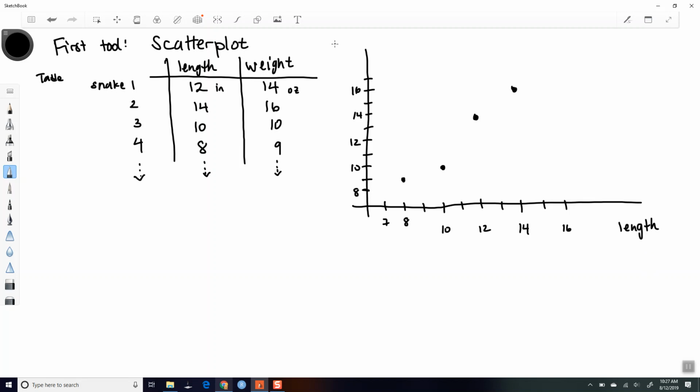Length and weight. Okay, and so we can look at this and we can say, all right, sure enough, at least for our data points, the longer snakes tend to weigh more than the shorter snakes. Okay, and as we learn to describe the relationship between two numeric variables, I would say there are kind of three things to mention. So three aspects that are important to describe.